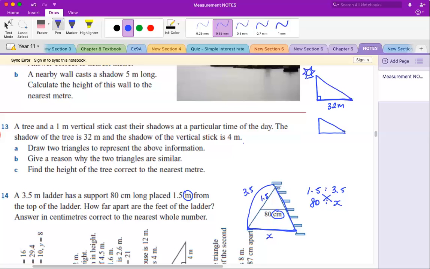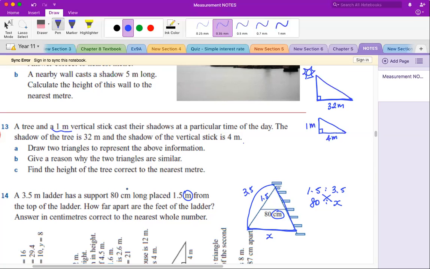And then you know the vertical stick is 1 meter tall. And the shadow for it is 4 meters. It asks you, oh, I already did the first question. The first question asked me to draw two triangles. I already done that. And then it says, give a reason why the two triangles are similar.